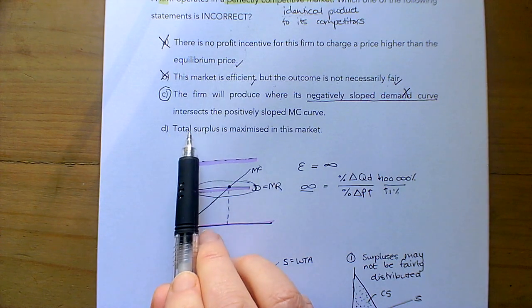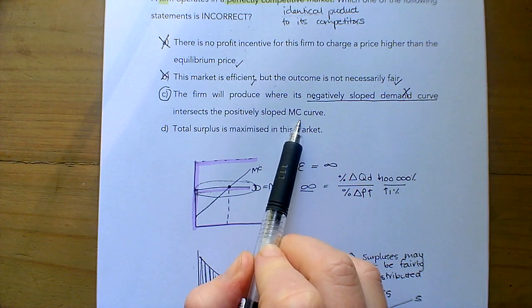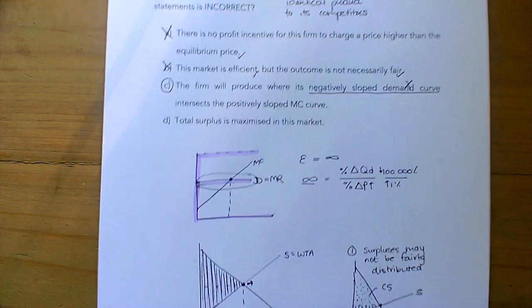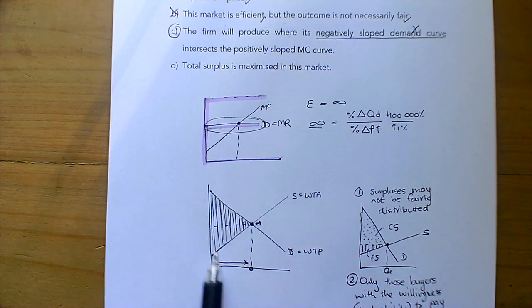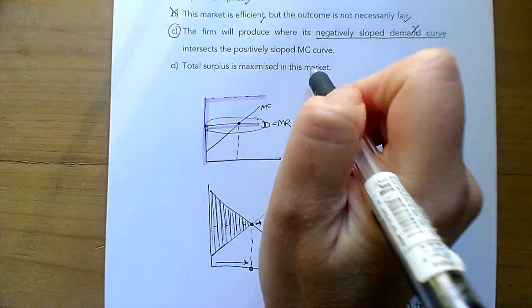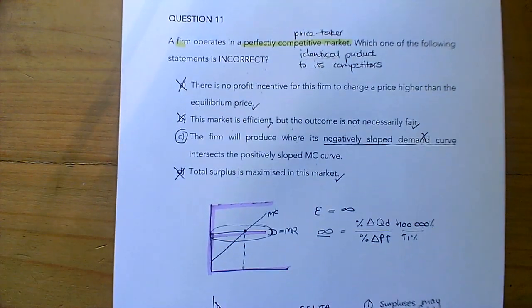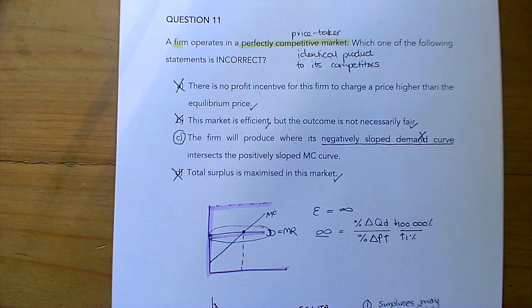And then just to check that D is correct, making it wrong for this question. Total surplus is maximized in this market. That is exactly what I explained down here. So this is true, making it wrong in the context of question 11.